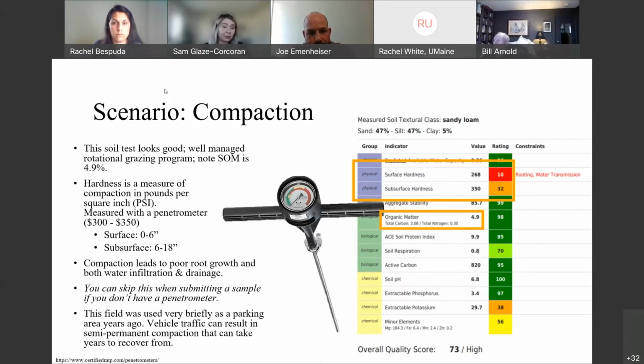So what's interesting is this field has no recent history of tillage or aggressive renovation, not much in the way of traffic. And, let me note that.